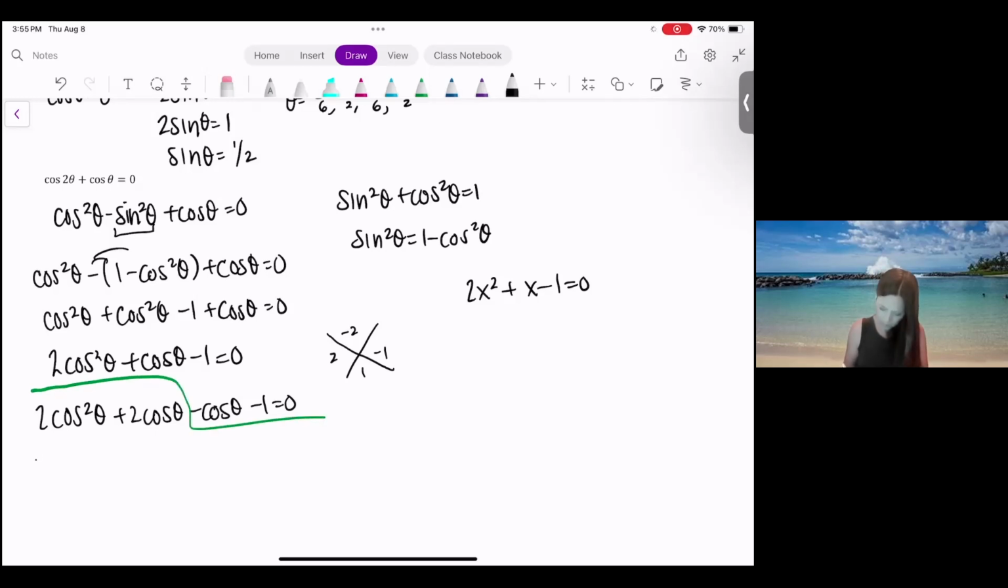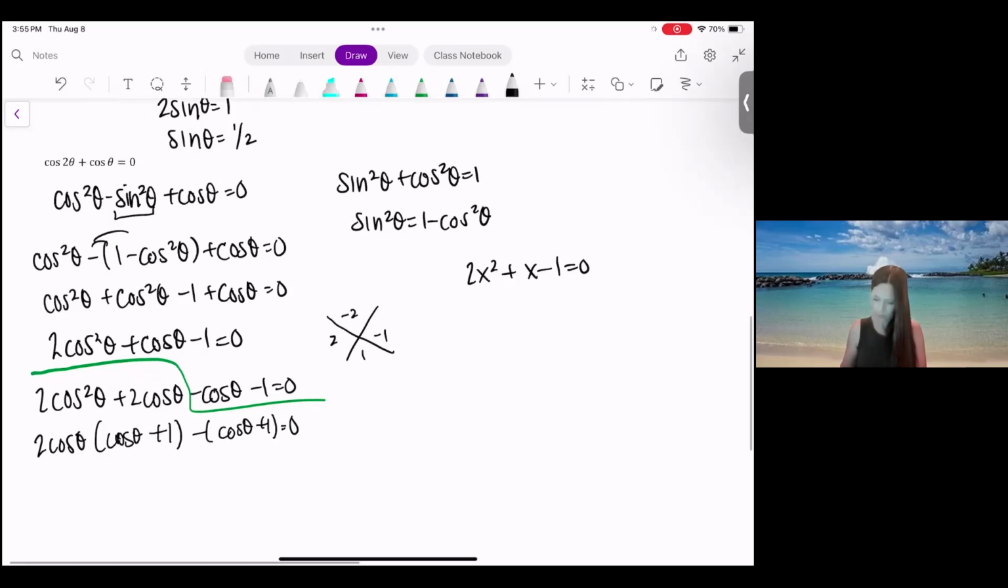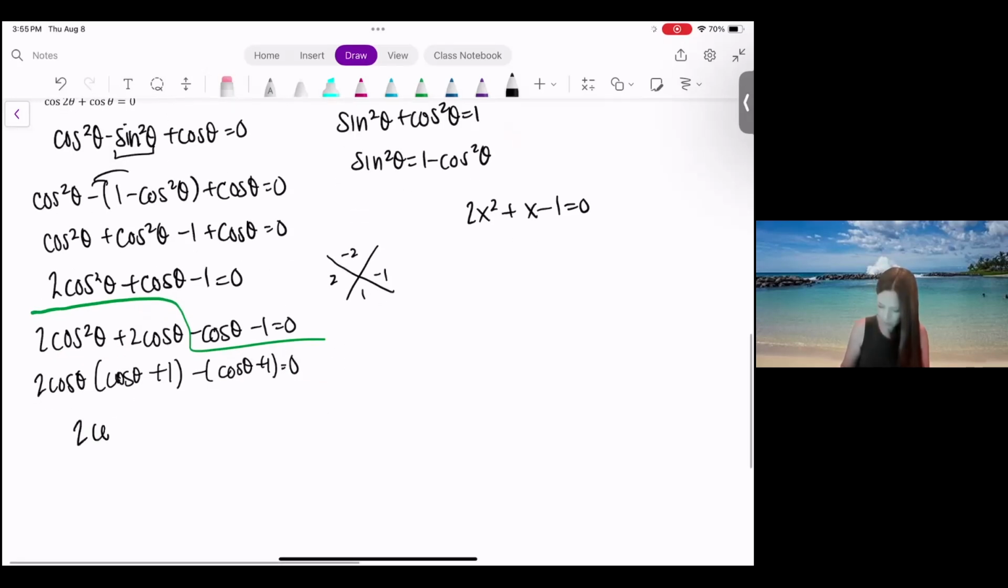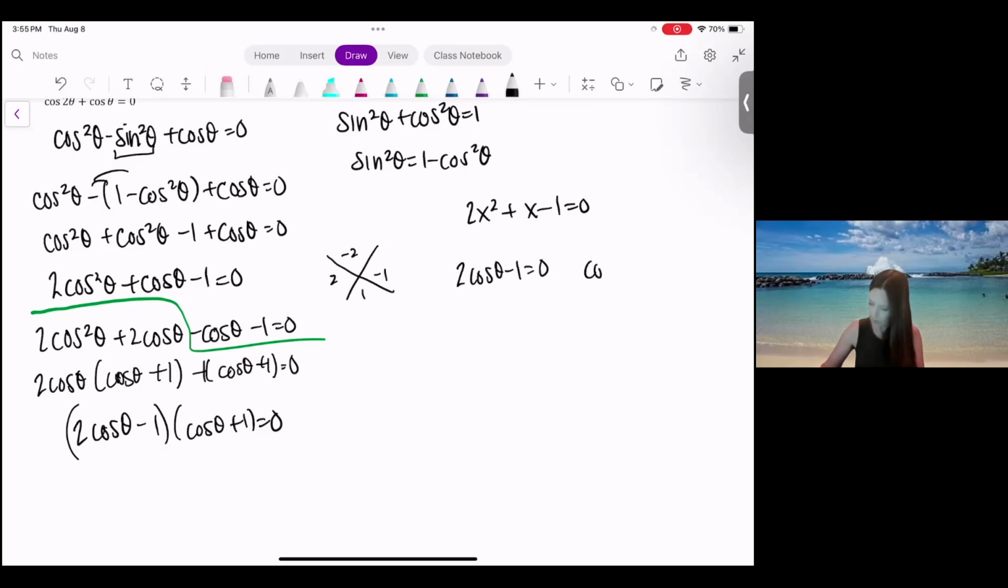The first two terms share a 2 cosine theta. That leaves me with cosine theta plus 1. Factor out a negative 1, that's cosine theta plus 1 equals 0. I then have 2 cosine theta minus 1 times cosine theta plus 1 equals 0. And I can use the zero product property, set each of those equal to 0. 2 cosine theta minus 1 equals 0, and cosine theta plus 1 equals 0.